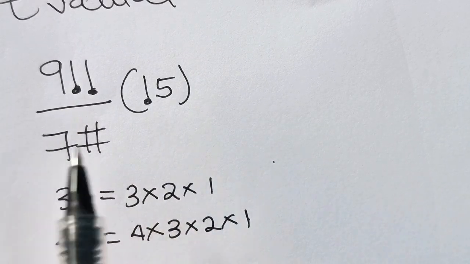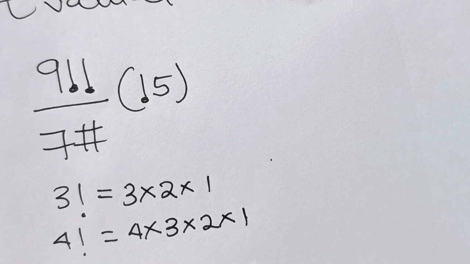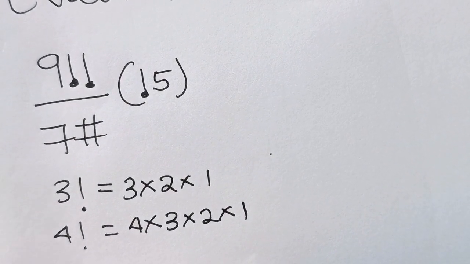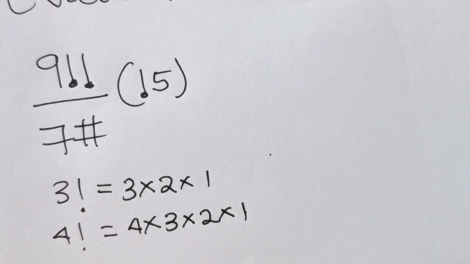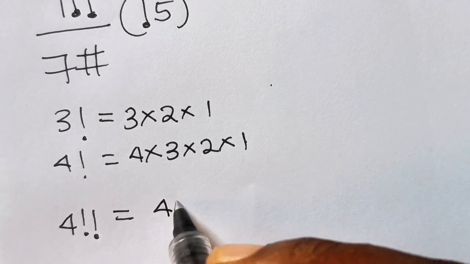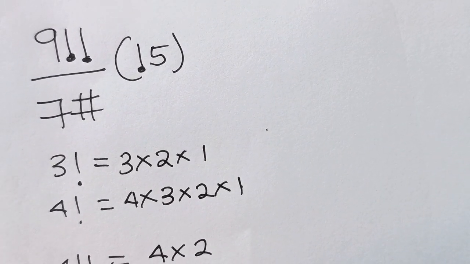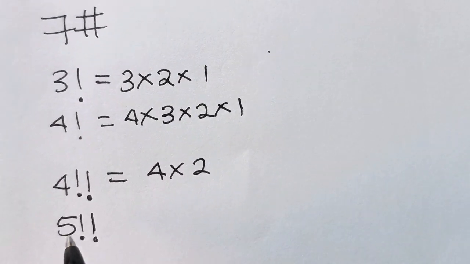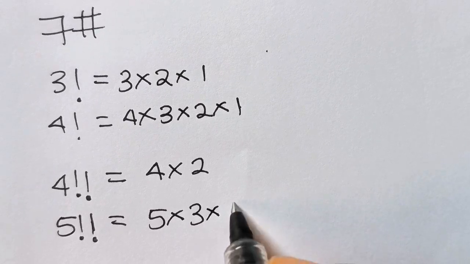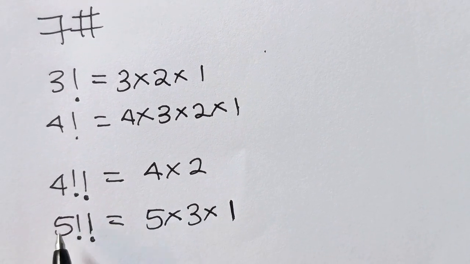Double factorial depends on whether we have an even or an odd number. For example, 4 double factorial means we multiply all even numbers from 4 to 1, so it's going to be 4 multiplied by 2. When we have an odd number, 5 double factorial gives us 5 multiplied by 3 multiplied by 1. That is the product of all odd numbers from 5 to 1.